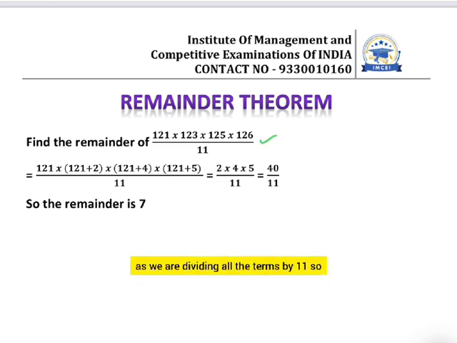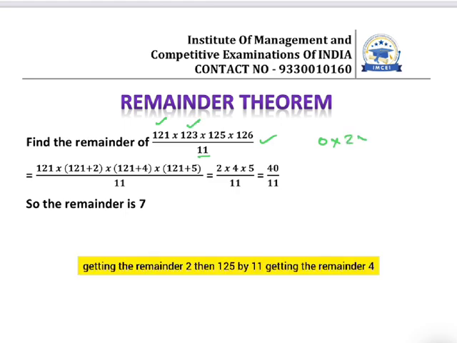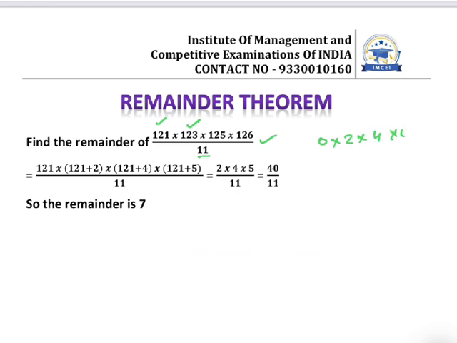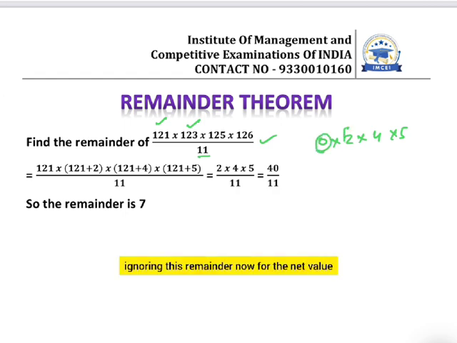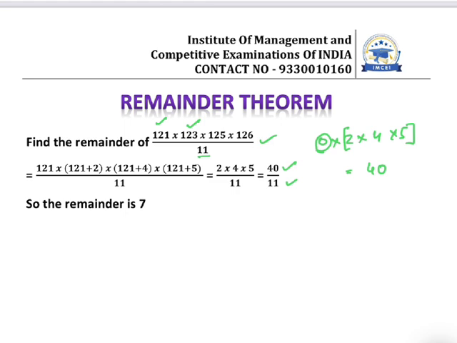As we are dividing all the terms by 11, first term 121, I am dividing it by 11, getting the remainder 0. Then I am dividing 123 by 11, getting the remainder 2. Then 125 by 11, getting the remainder 4. And 126 by 11, getting the remainder 5. As I am getting the remainder 0 here, I am ignoring this remainder. Now the net remainder is coming 40. 40 is again greater than 11, so we need to divide 40 by 11 once more and find out the final remainder, which is coming 7.